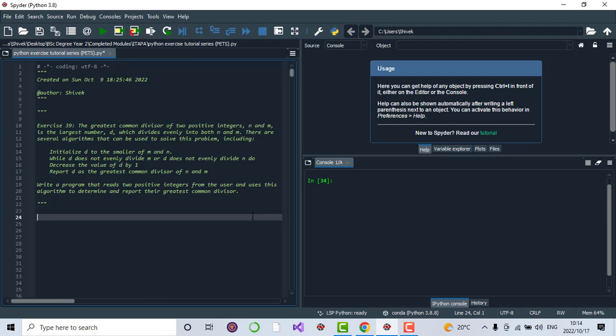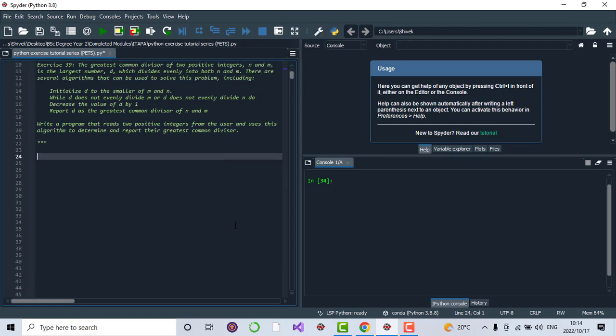Write a program that reads two positive integers from the user and uses this algorithm to determine and report their greatest common divisor. Okay, guys, looking at this question, there's not much for me to actually discuss. Essentially what they've given us is some pseudo code, and using that pseudo code, they want us to apply the proper Python code to construct this program. The goal is to find the greatest common divisor between two positive integers, and these two integers are going to be read from the user, as they told us here.